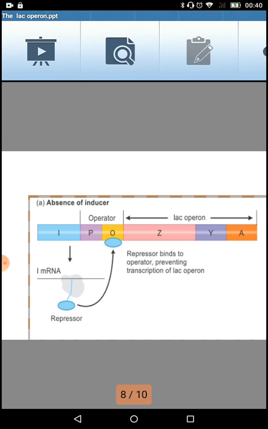So, when we say the operon is controlled by the repressor in this way, we say that the repressor is negatively influencing the operon.